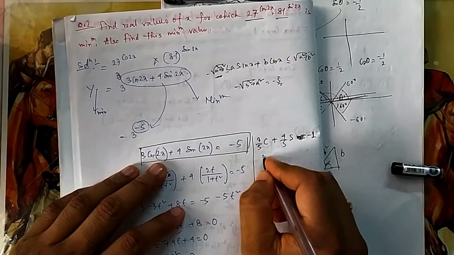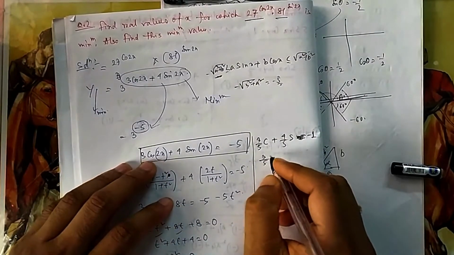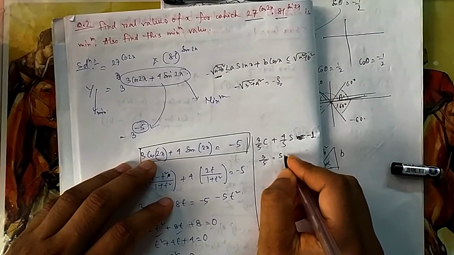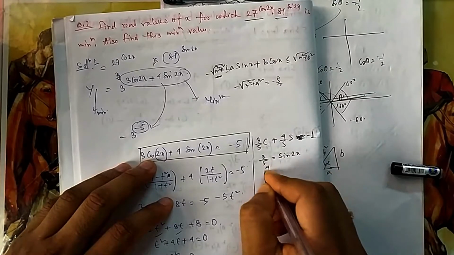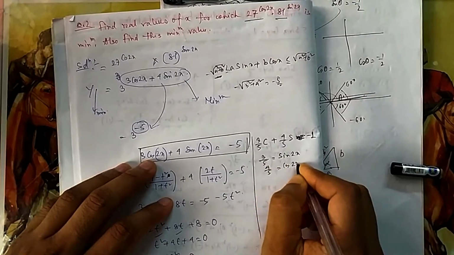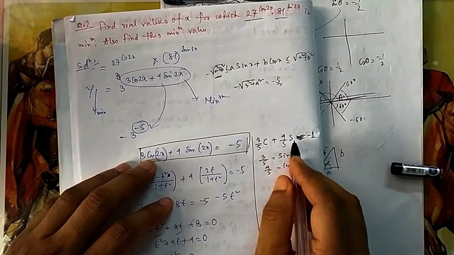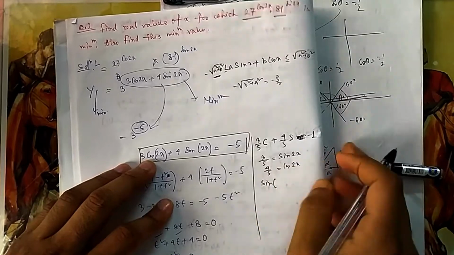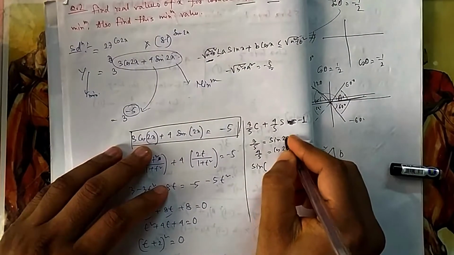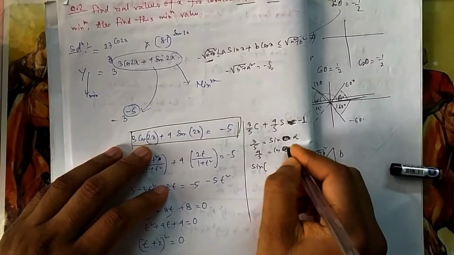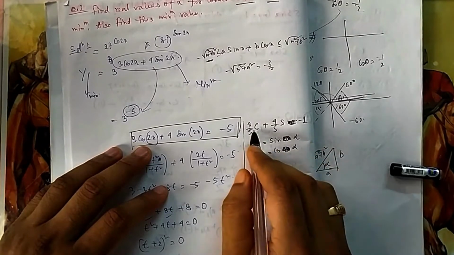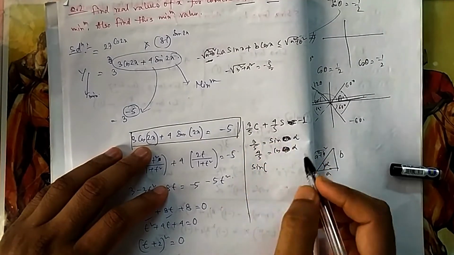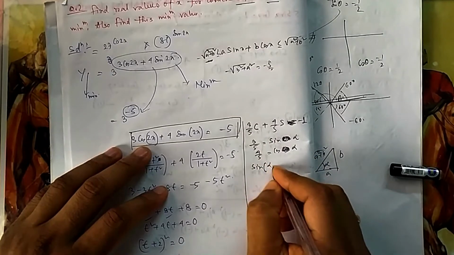Let me consider 3 by 5 as sin, then 4 by 5 will be cos. So it will be sin a cos b plus cos a sin b, so it will be sin a plus b. Let me consider alpha: sin alpha equal to 3 by 5. So sin alpha cos x, cos alpha sin x, it will be of this format. So sin of alpha plus x.